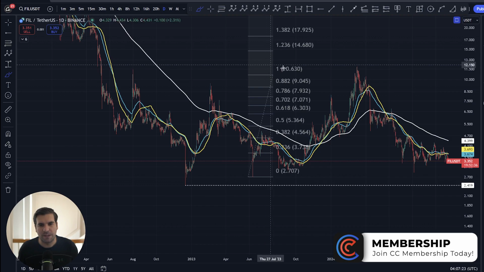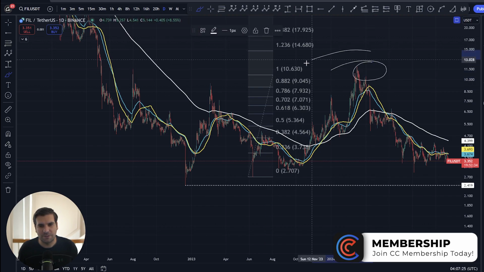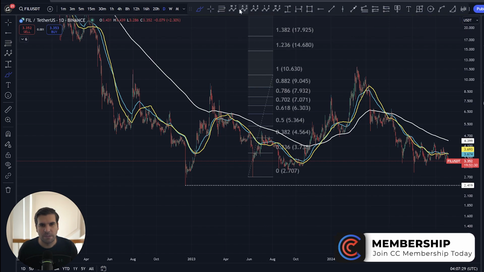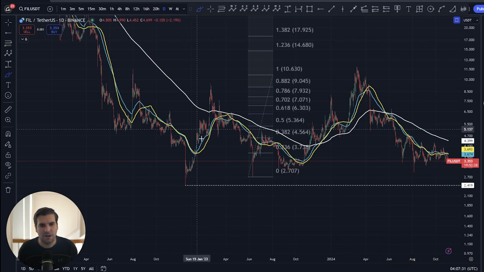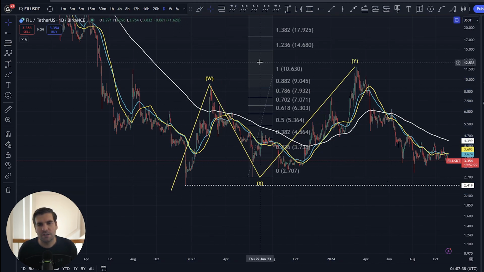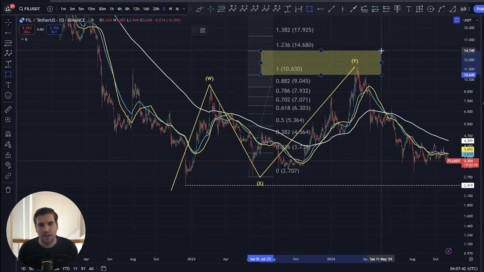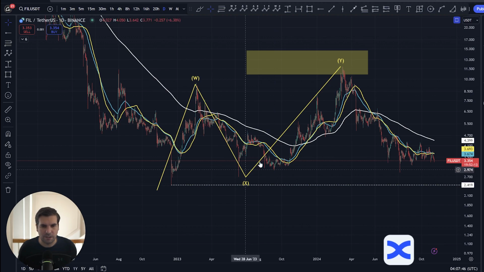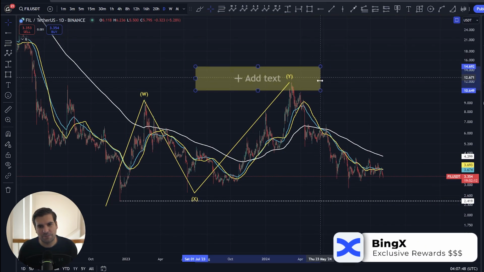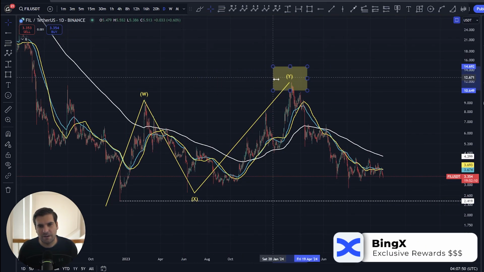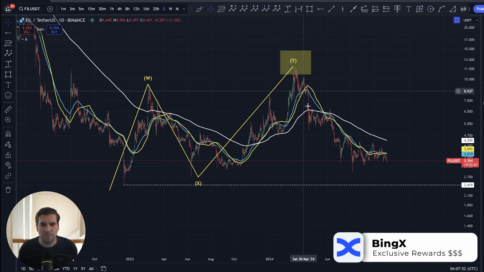Now from here we can see that we did rally up to, like I mentioned earlier, that 1-to-1 for our three-wave structure. So in here we have what I believe to be what we'd call a double zigzag pattern. That is a WXY structure, and basically it would have looked for 10.63 to 14.68. That would be the price prediction based on the low that we had here, and you can see that we tapped right into this range and we hit that area. Great. So what about what happened afterwards?